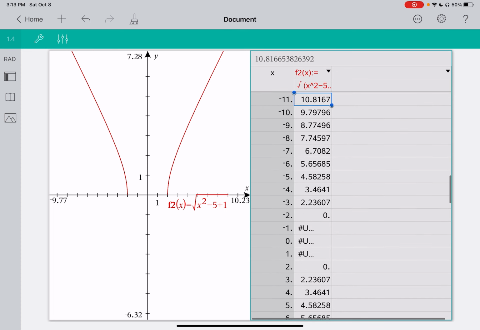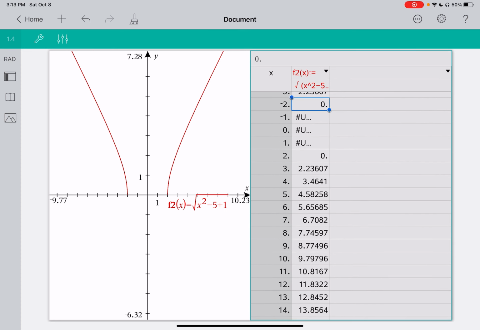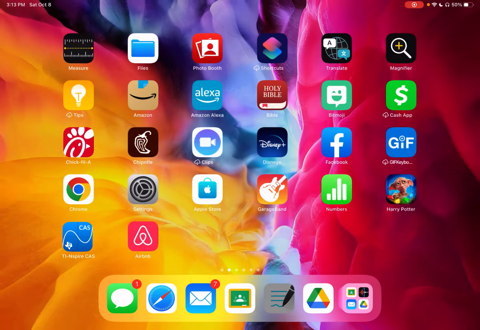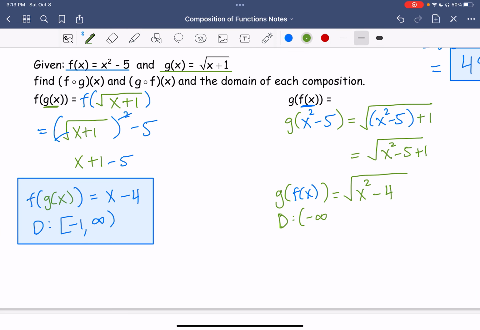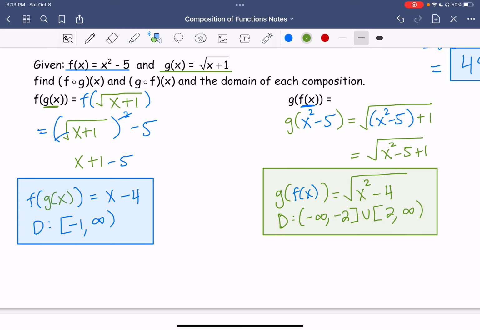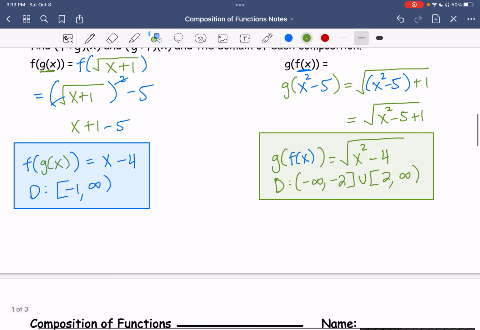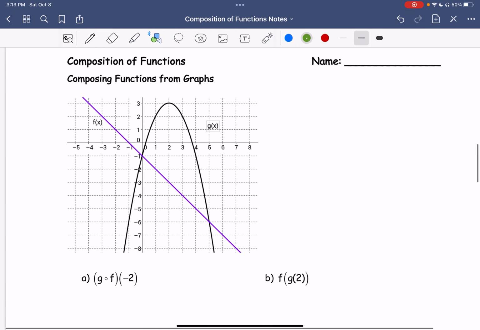Okay, so -infinity to -2, you can see it's undefined from -1, 0, and 1. So it stops at -2 and then it picks back up at +2, and those are both defined points. So -infinity to -2, bracket, union, +2 to infinity, because it skipped those numbers on the inside, as you could see on the table. Okay, so that is that problem. We can also do composition graphing.